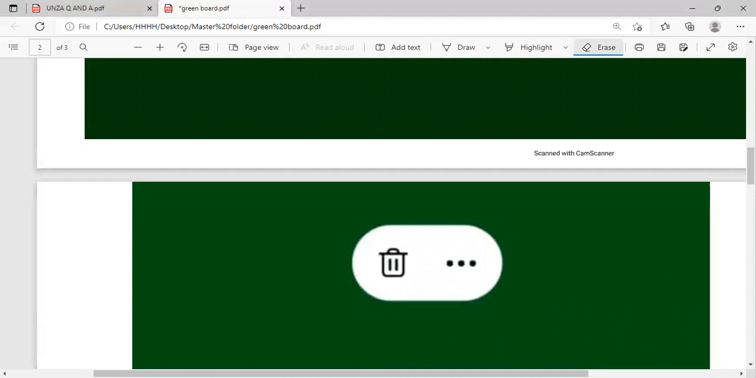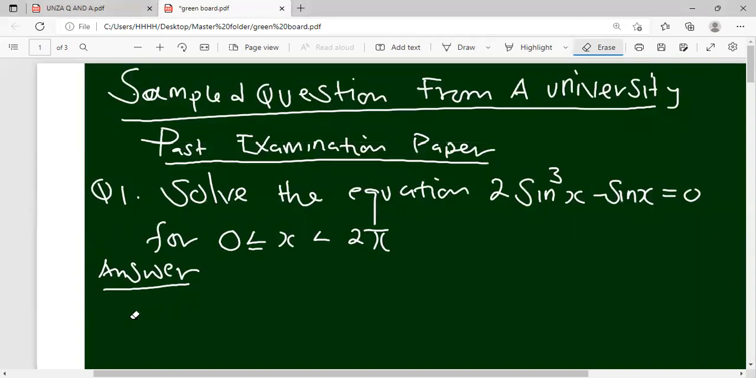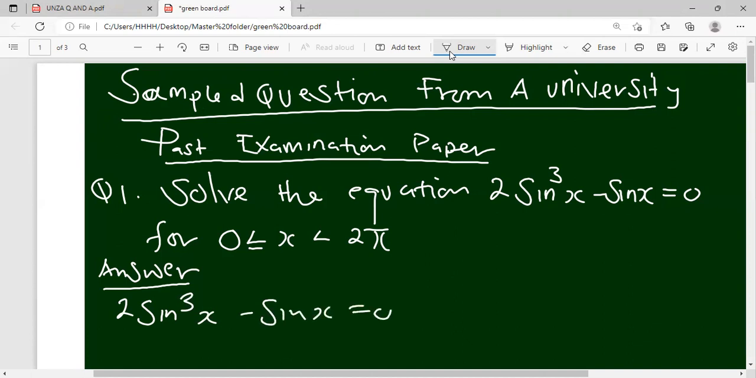Okay, good. I think we are good to go. So the equation that we have is 2 sine x cubed minus sine x. The answer is 0.